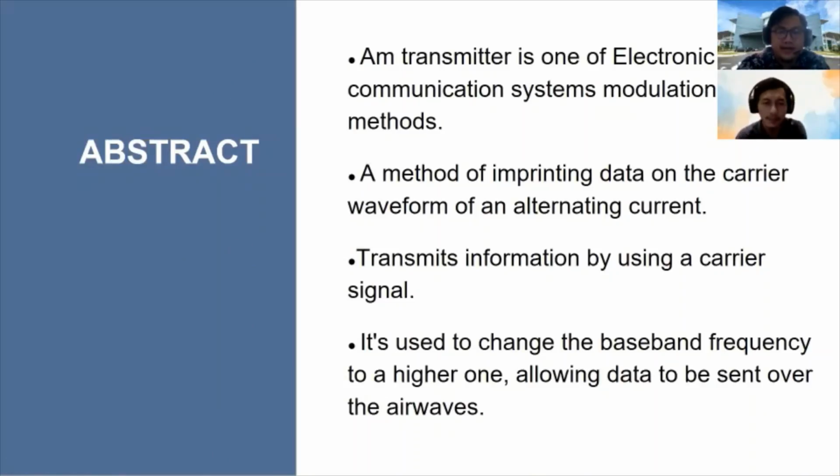Firstly, an AM transmitter is one of the electronic communication system modulation methods. It is a method of implementing data on the carrier waveform of an alternating current. The AM transmitter also transmits information by using a carrier signal. It is used to change the baseband frequency to a higher one, allowing data to be sent over airwaves.